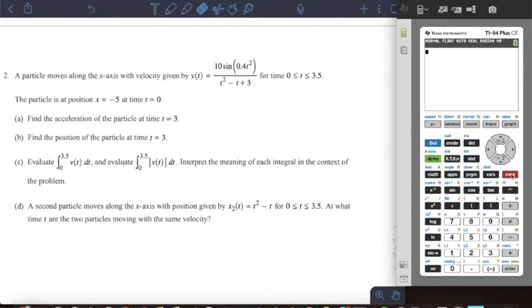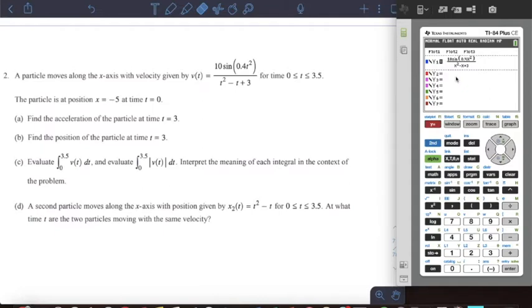The first thing that I would do is, because I'm given an equation, and chances are I'm going to be using this equation throughout the problem, in my y1, I will type in my equation. Because there are trig functions in this problem, I'd want to make sure that I am in radian mode. Okay, so again, the first thing I would do is type that equation into y1.